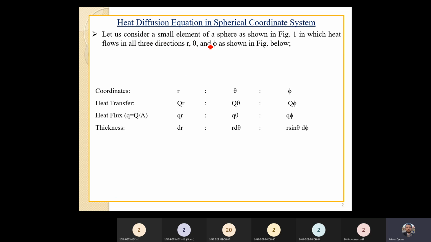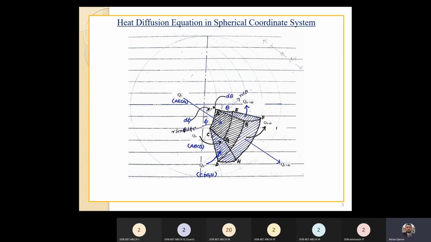Let us consider a small element of a sphere as shown in figure 1. There is a figure 1 on the next slide, in which heat flows in all three directions, r, theta and phi, as shown in the figure below. Before explaining everything present on this slide, I am going on to the next slide and I will give you 7 minutes to draw this figure.